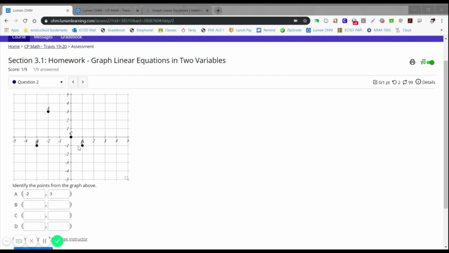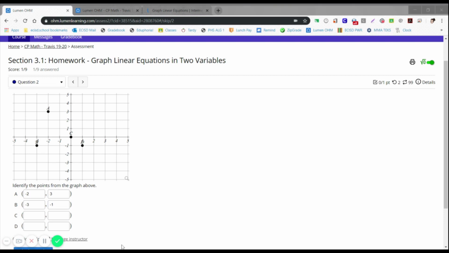Next is point B. I'm going to start from the center and count horizontally again. I need to go left 1, 2, 3 squares. So the x-coordinate is -3. Now let's count vertically from that same spot. I only need to go down 1 square, so the y-coordinate is -1.